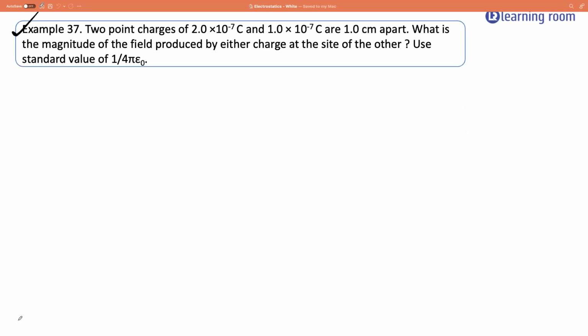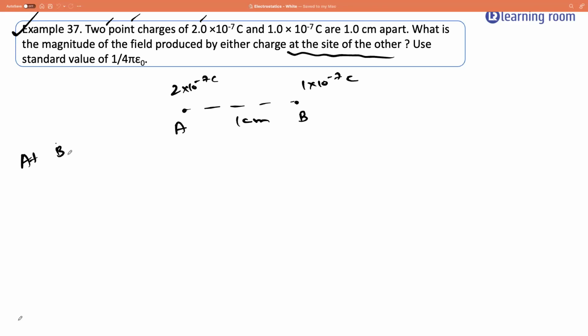Now see. There are 2 point charges, 2 into 10 power minus 7 coulomb and 1 into 10 power minus 7 coulomb, which are placed 1 centimeter apart. What is the magnitude of the field produced by either of the charges at the site of the other? They use the word at. What is the meaning of this question? Can someone tell me what they are trying to ask us? Sir, field of A at B and field of B at A. That's it.